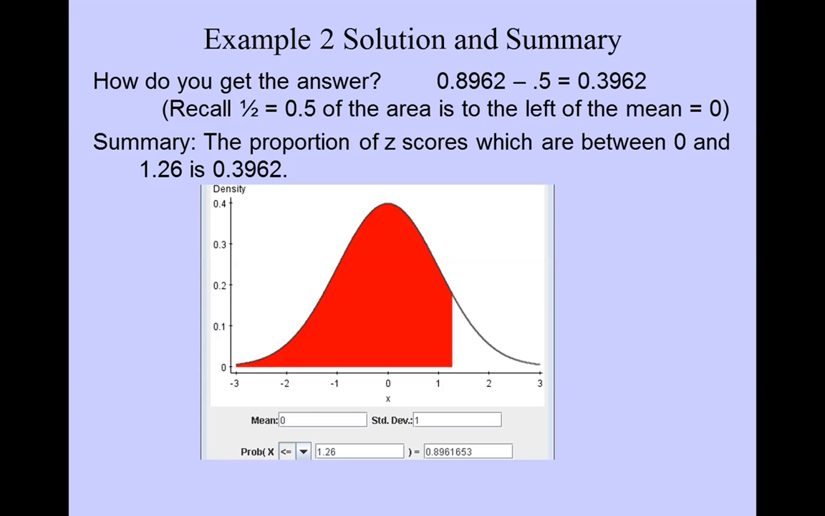How do you get the answer? We would calculate 0.8962 from table Z, or the output below, minus 0.5 equals 0.3962. Recall, half of the area, 1/2 or 0.5, is to the left of the mean, which is 0. So to get rid of that portion, simply subtract that 1/2. In summary, we would state the proportion of z-scores which are between 0 and 1.26 is 0.3962.